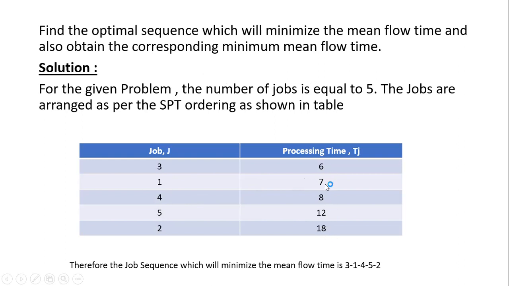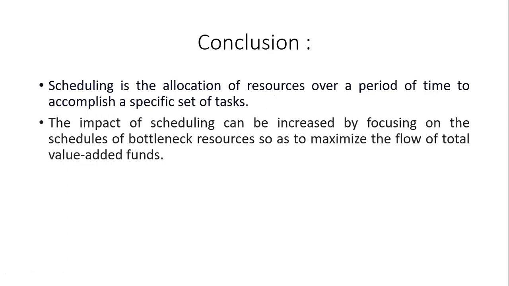and find the total mean flow time just by summing all the values. So here we have to find the revised job order sequence: 3, 1, 4, 5, 2. This is the revised job order sequence, which will control the minimum mean flow time of the job, as shown here. So, conclusion.